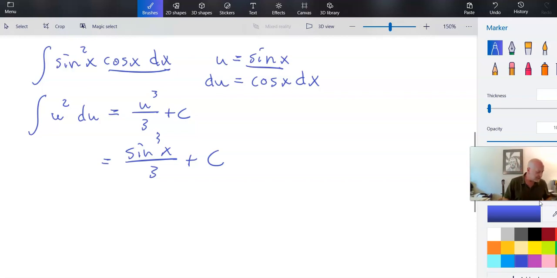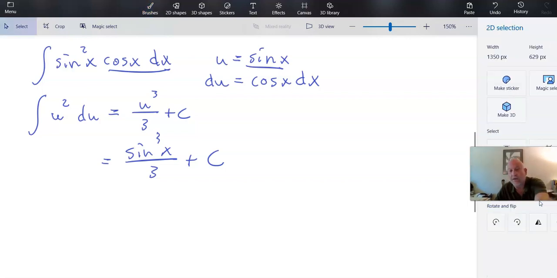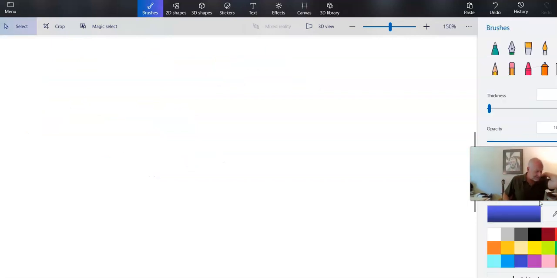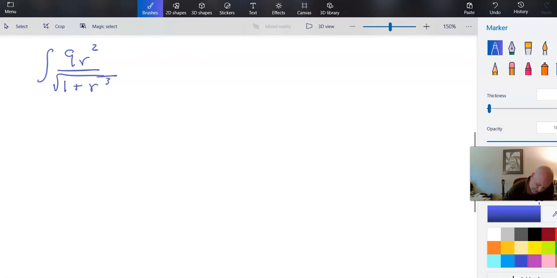Okay, so let's go ahead and take a look at another one here. So let's go ahead and clear this off. And I'm going to start making these a little less obvious, I think. So let's look at 9, what is it we got, r squared? 9r squared over the square root of 1 plus r to the third dr.